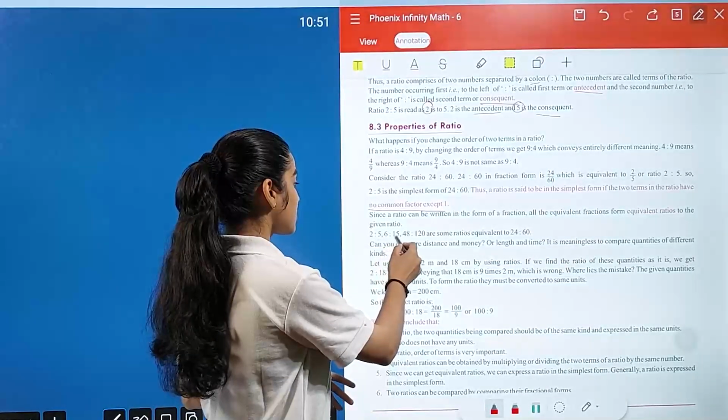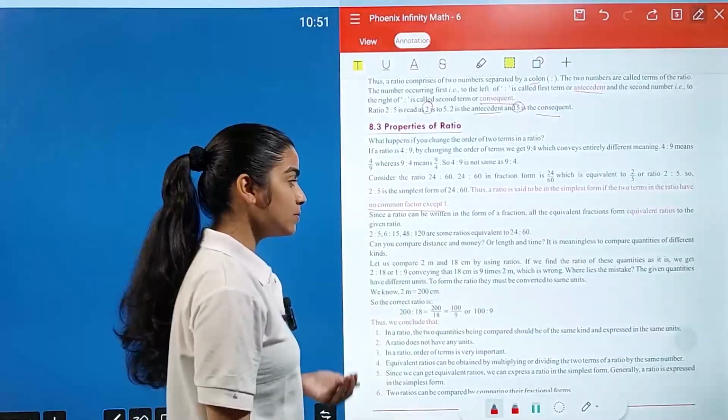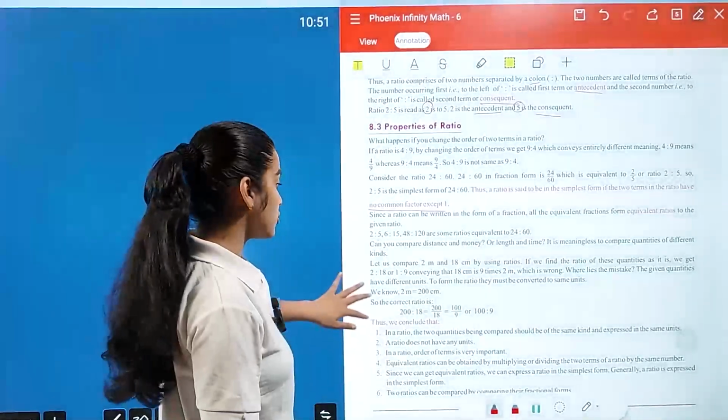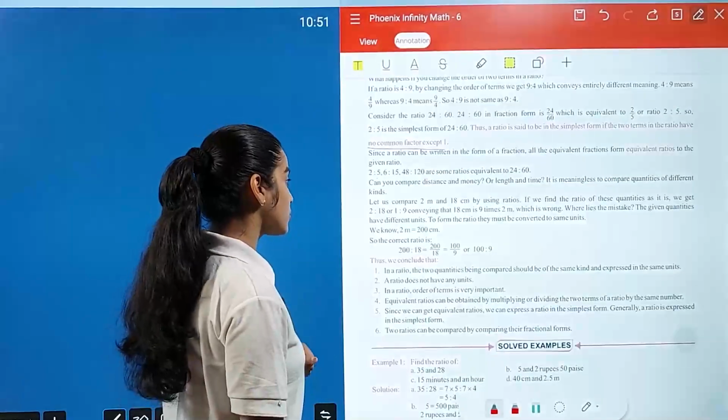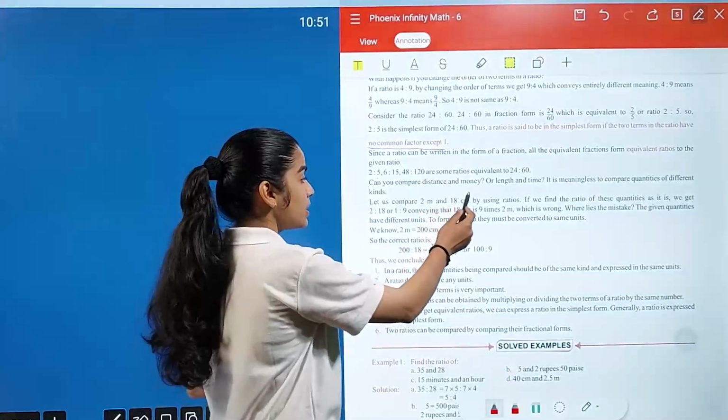So 2 is to 5, 6 is to 15, 48 is to 120 are some ratios which are equivalent to each other, and equivalent to 24 is to 60. So can you compare distance and money or length and time?